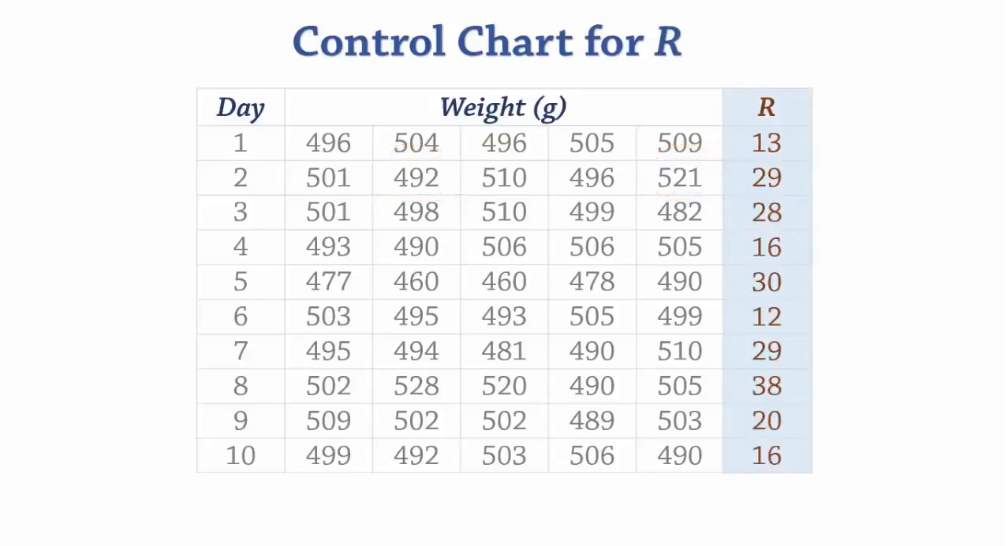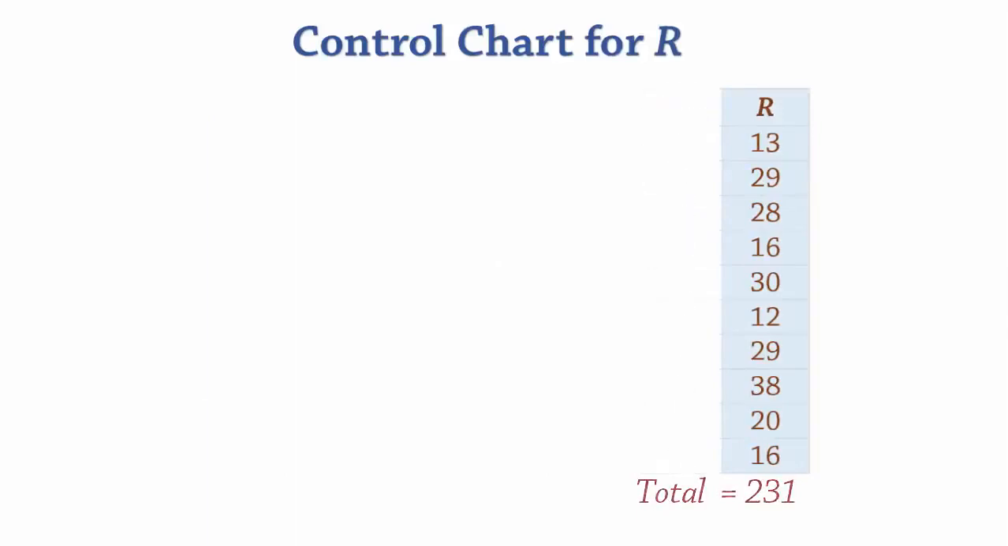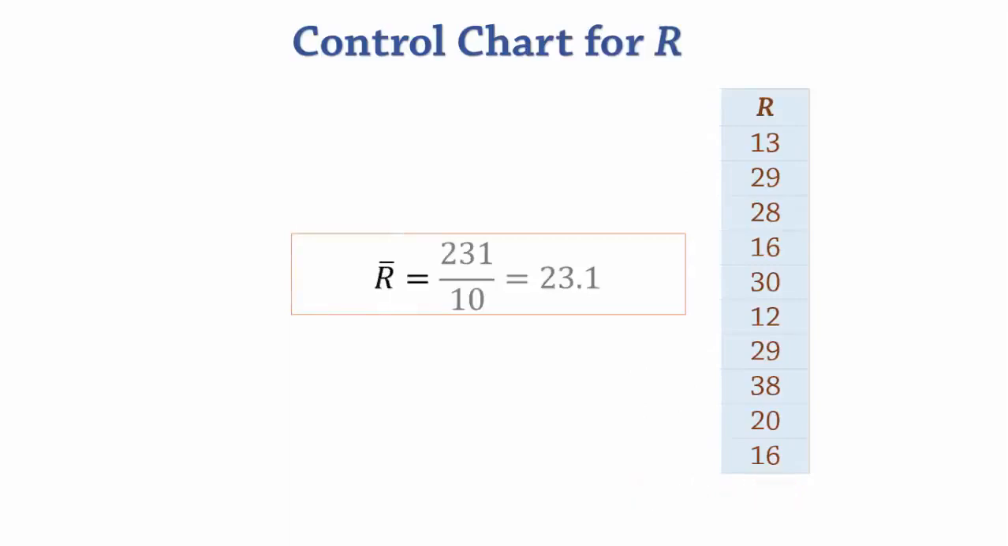Next, we calculate the center line R bar, that is, the average of the ranges. The sum of the ranges is 231. Therefore, the mean of the ranges, R bar, is 231 divided by 10, which gives 23.1.